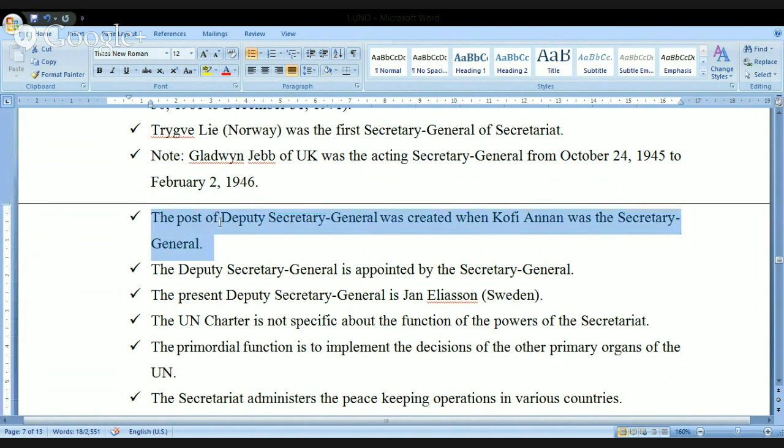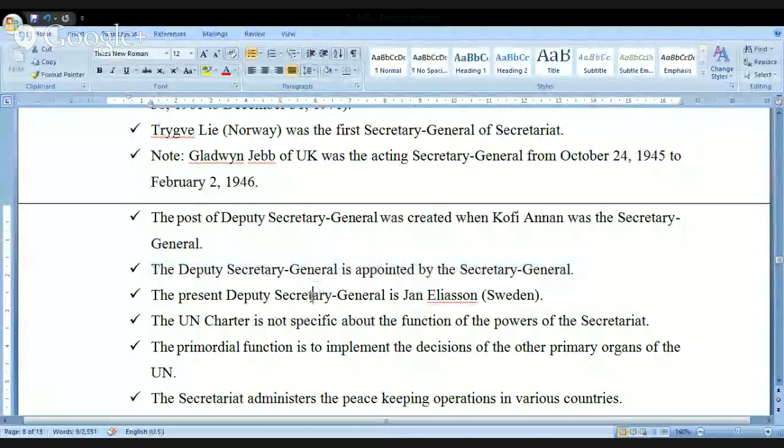Now the post of Deputy Secretary General was created when Kofi Annan was the Secretary General. We have a position called Secretary General, and he is called the Chief Administrative Officer, as mentioned in the Charter of the United Nations. But the Deputy Secretary General is not mentioned in the Charter. When Kofi Annan was the Secretary General, he created this, and today also the office of Deputy Secretary General exists. The Deputy Secretary General is appointed by the Secretary General.